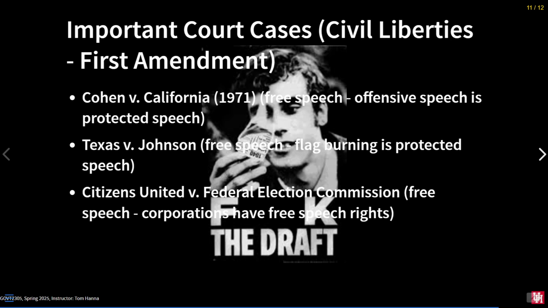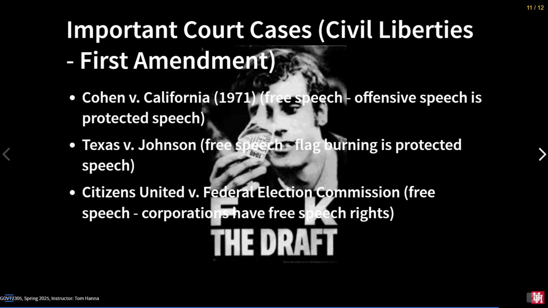Texas versus Johnson was another offensive speech case. In this case, again, our state here, Texas, prosecuted Mr. Johnson under a statute that said you can't burn the American flag. The Supreme Court ruled that yes, Mr. Johnson could burn the American flag. It was allowed. And so flag burning is protected speech.